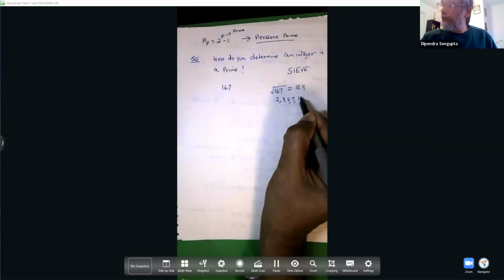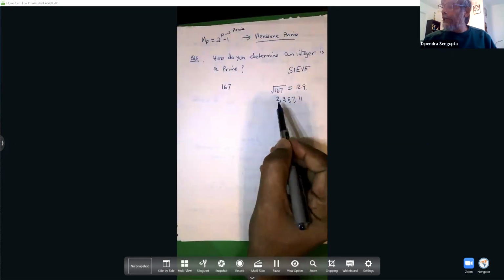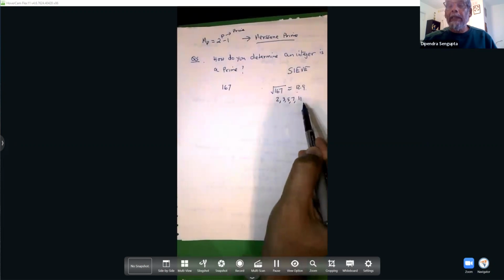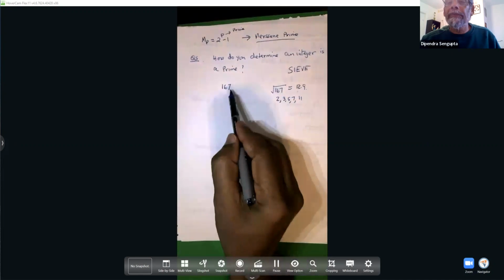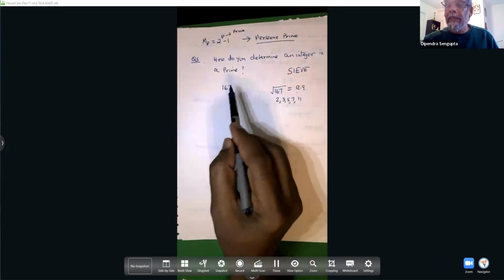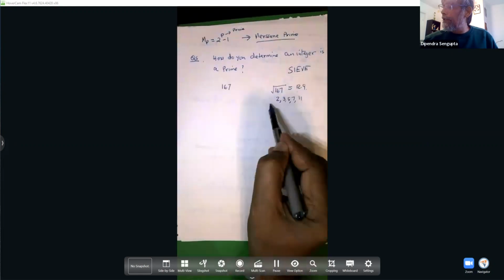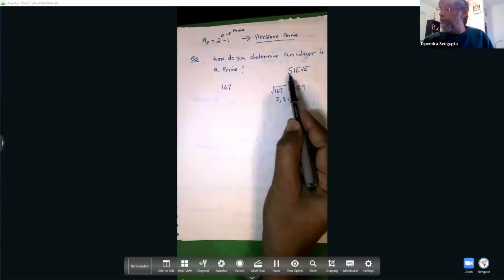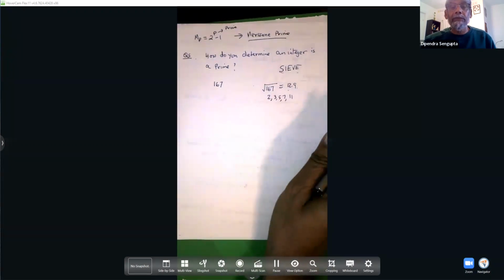So all I need to do is divide 167 by these primes, and if it's not divisible by these primes, then it is a prime number. Make sense? If it is not divisible by these primes, then it's a prime number. This is what the sieve of Eratosthenes tells you.